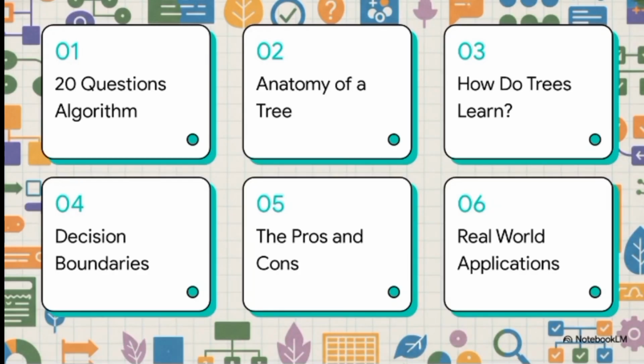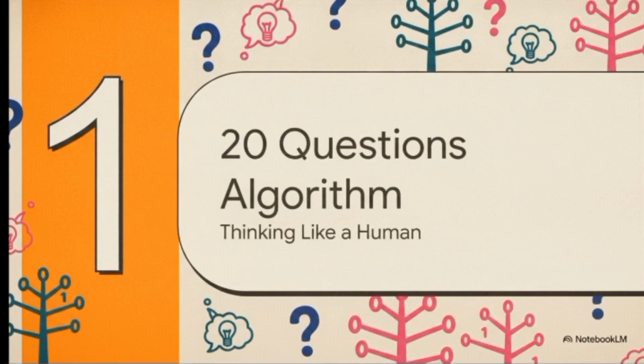Really quickly, here is our roadmap for today's explainer. 1. The 20 Questions algorithm. 2. Anatomy of a decision tree. 3. How do trees learn? 4. Code and decision boundaries. 5. The pros and cons. And finally, 6. Real-world applications. Let's kick things off with section 1, the 20 Questions algorithm, thinking like a human.